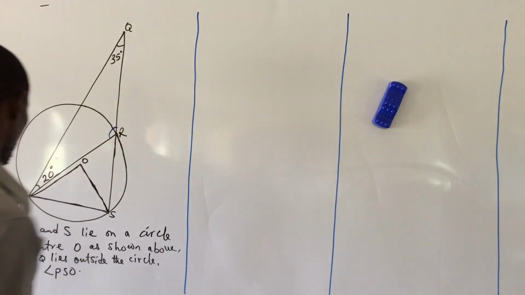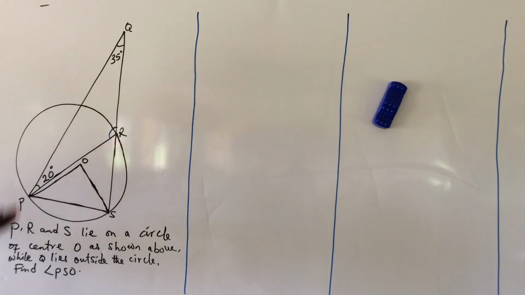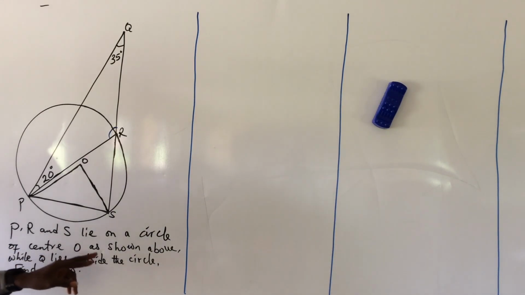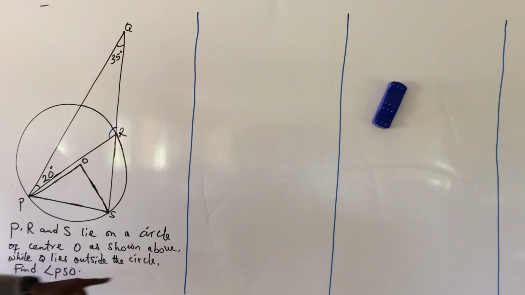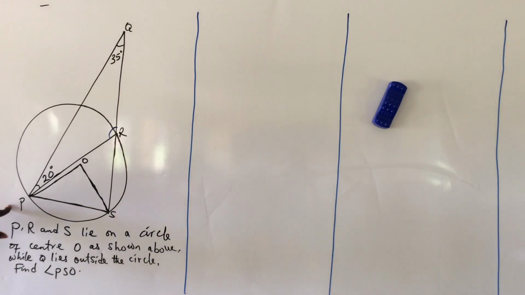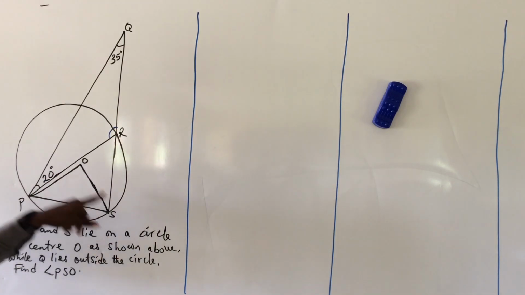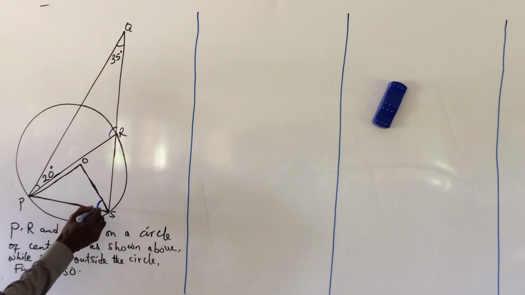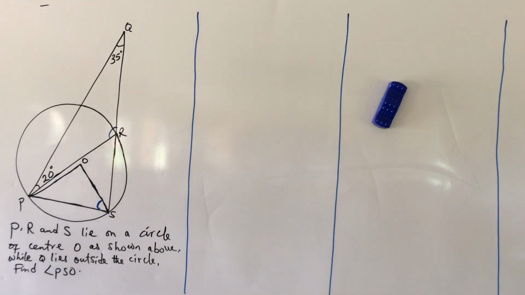The question says, we have a diagram here, and it says P, R, and X lie on a circle of center O as shown above, while Q lies outside the circle. Find angle PXO. So we're looking for this angle here. We have to find the value of this angle.